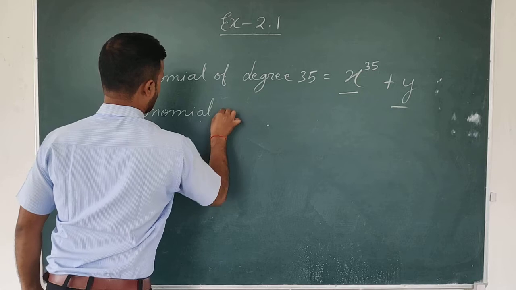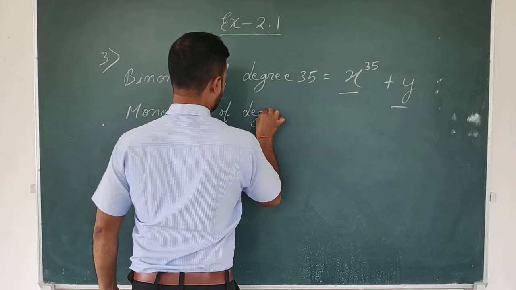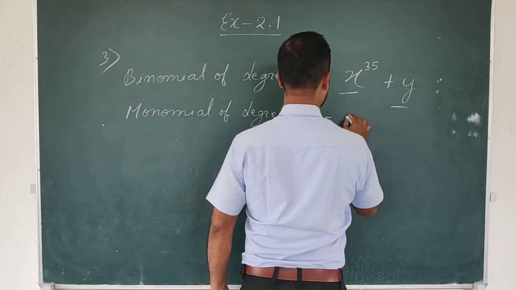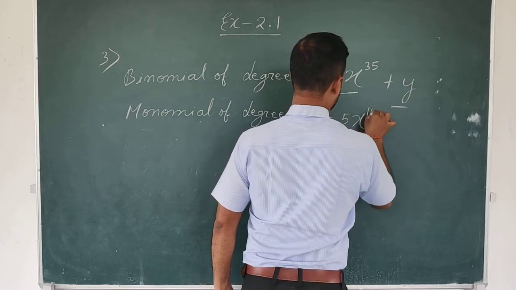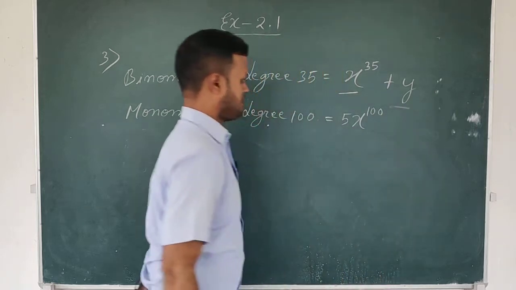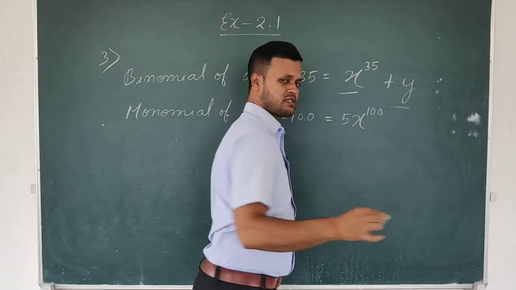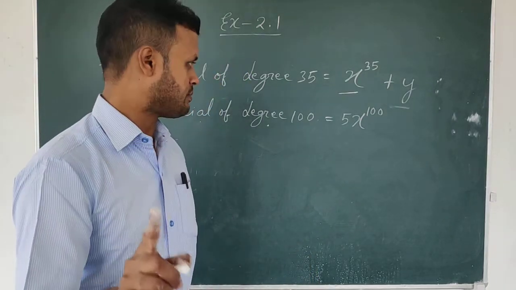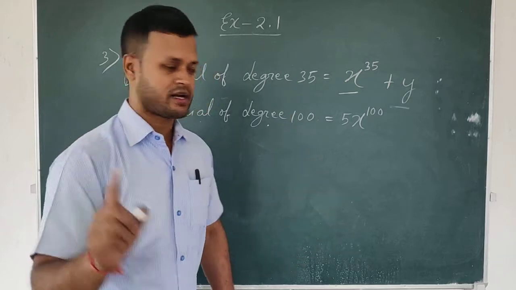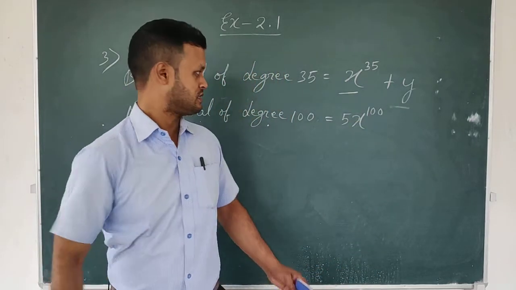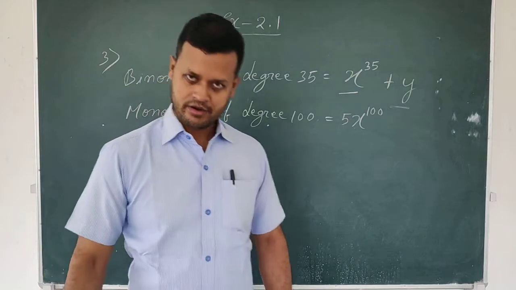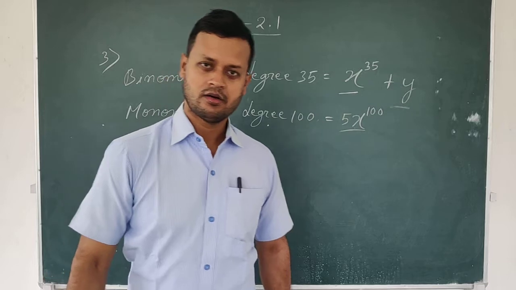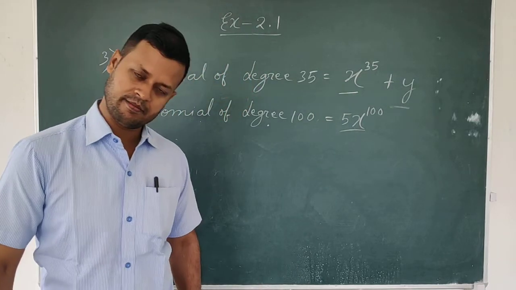Monomial of degree 100 is equal to 5 x to the power 100. You can write on your own any expression you can give. Monomial means only one term must be there, and the degree must be 100. That means the highest power must be 100. See, what is the power of x here? 100, isn't it? So, monomial of degree 100. This is the example. You can give any example on your own.